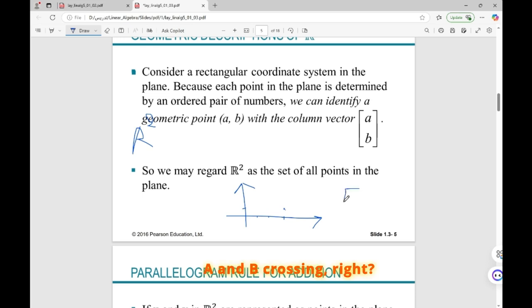A and B crossing, right? What is A and what is B? Which numbers do we have? 3 and 1, right? 3 on X and 1 on Y. Exactly. So each point corresponds to a vector, and each vector corresponds to exactly one point. So what is the vector? (3, 1) is a vector like this.